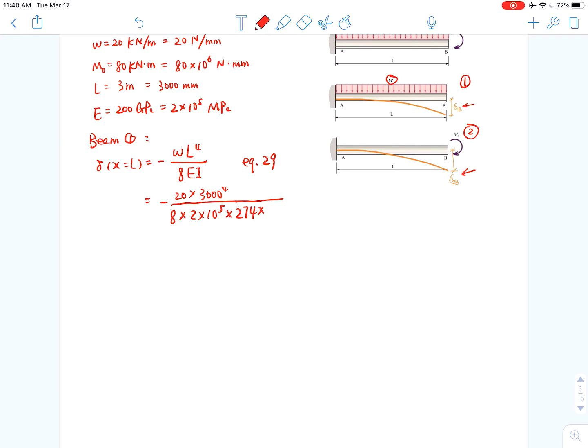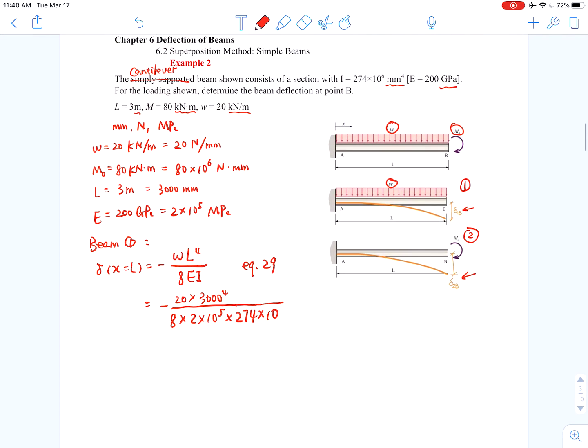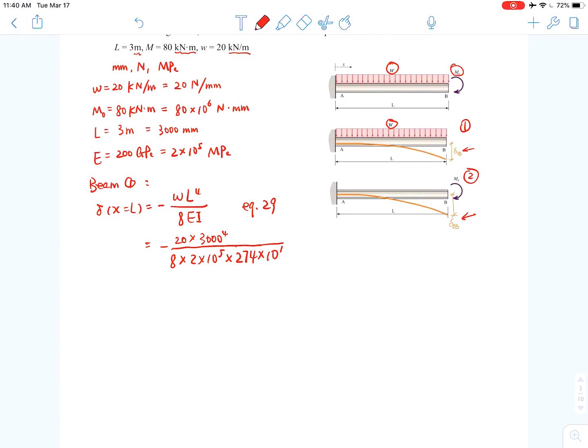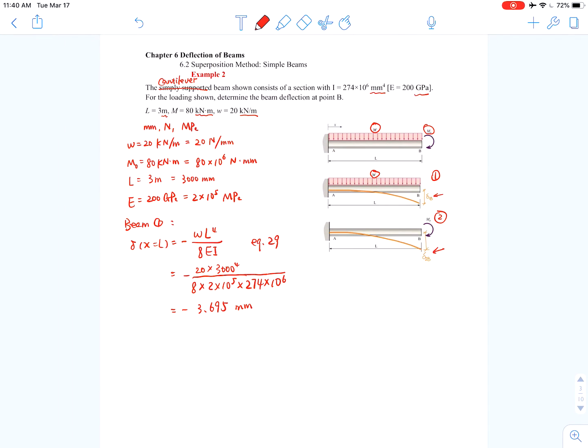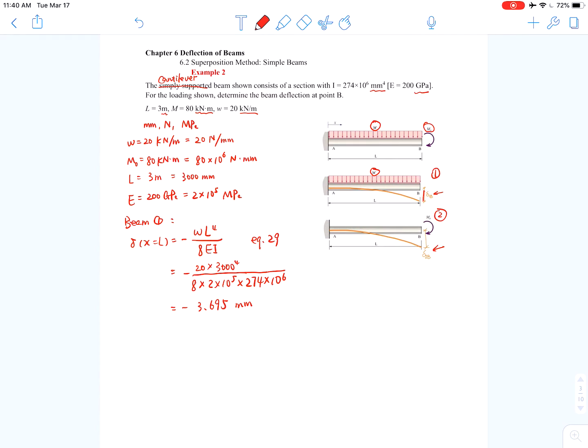276 times 10 to the 6th. Right, here we can get a result that is negative 3.695 millimeter. Okay, this is our beam number 1, and you have calculated that the deflection of beam number 1 at this free end here is negative 3.695 millimeter.